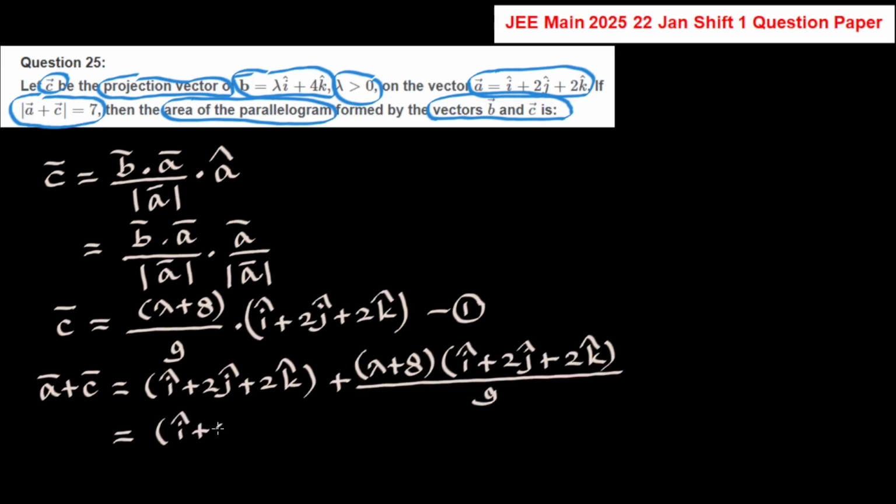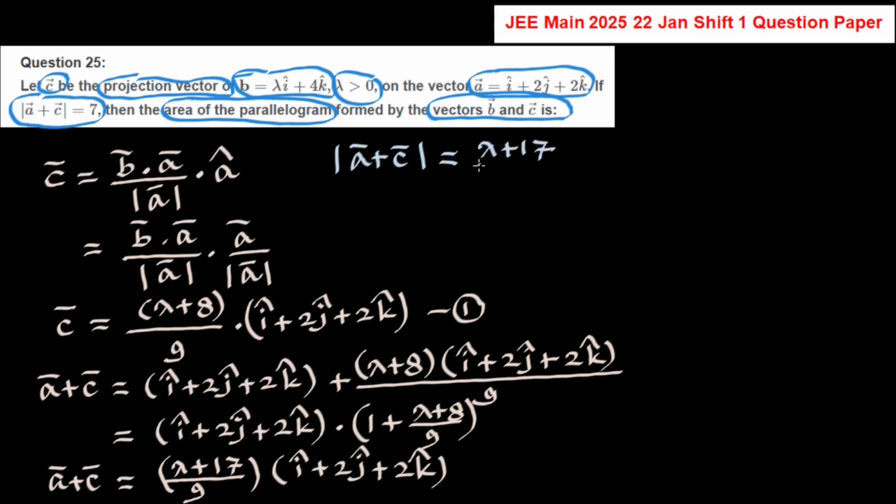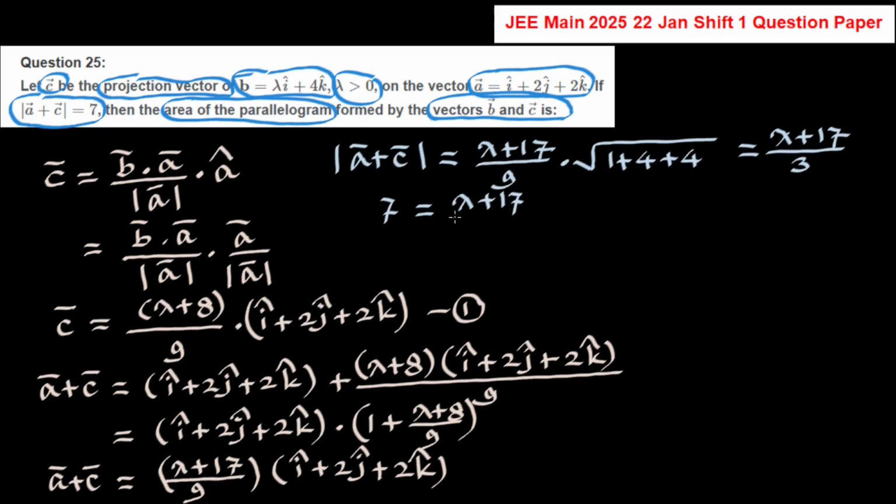Taking I cap plus 2j cap plus 2k cap common, into 1 plus lambda plus 8 upon 9, lambda plus 17 upon 9 into vector A bar. Now mod A bar plus C bar will be lambda plus 17 upon 9 into square root of 1 plus 4 plus 4, lambda plus 17 upon 3. But mod A bar plus C bar is given to be 7. So 7 equals lambda plus 17 upon 3 gives lambda equals 4, which is given to be positive only. So lambda equals 4 here.